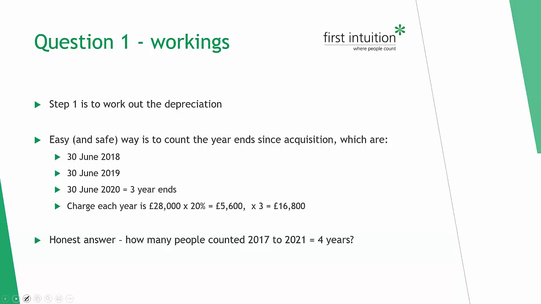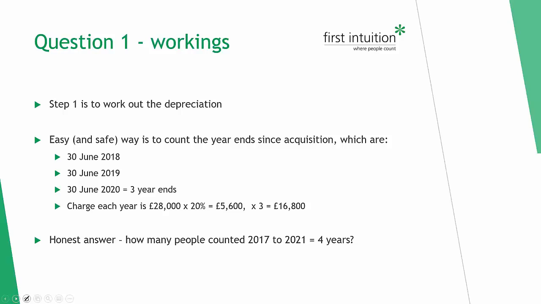Be honest, how many people there said 2017, 2021, 4 years? That is an extremely popular error. It's just almost instinctive. You see the 17, the 21, and 4. But if you follow your timeline along, only 3 times do we come to a year end in between.